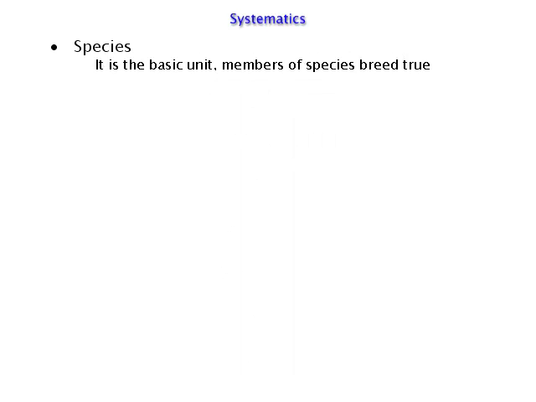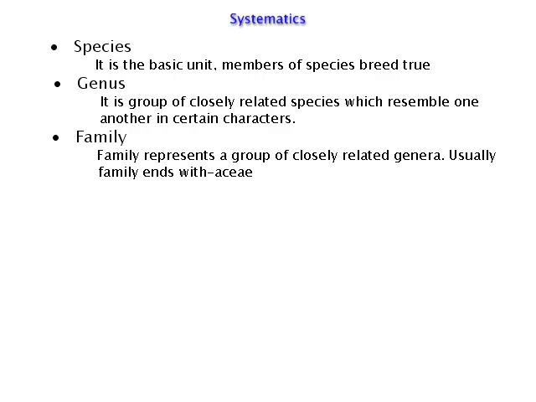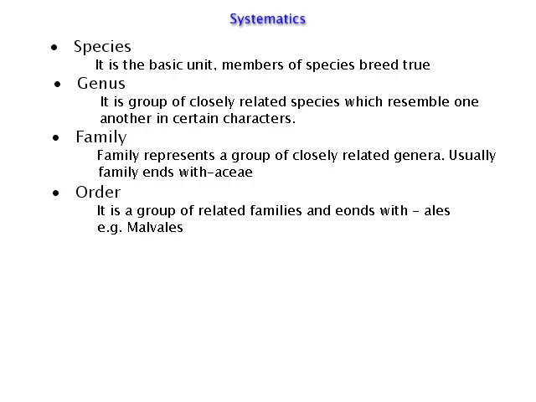Species. It is the basic unit; members of a species breed together. Genus. It is a group of closely related species which resemble one another in certain characters. Family. Family represents a group of closely related genera. Usually, family ends with aceae. Order. It is a group of related families and ends with ales.